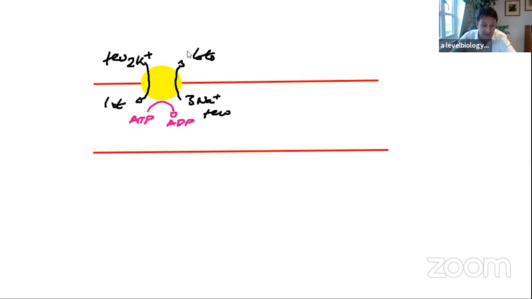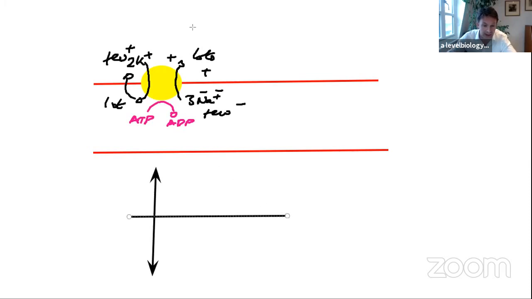So more of the potassiums leak out again than sodiums leak in again, which means that overall we have more positive charges outside and more negative charges inside, which means that we then create a potential difference across the membrane. Now that potential difference is about minus 70 millivolts. And that's known as the resting potential of the neuron, which is the difference between the axon and the tissue fluid that's outside of it.